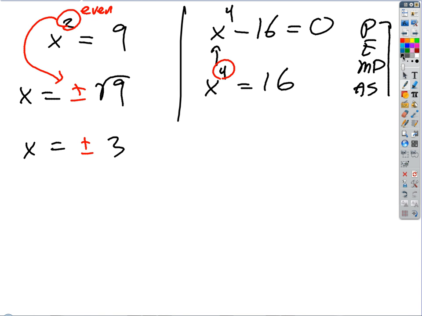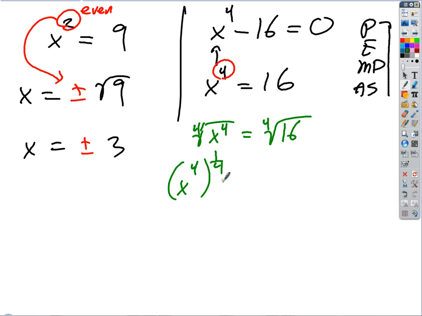So if I take the 4th root of both sides, the 4th root of x to the 4th equals the fourth root of 16. Now look what that's saying. The fourth root of x to the fourth is just x to the fourth to the 1/4, right? If I take a power to a power, what is the property of exponents for that particular case tell me to do? Multiply. So I get x to the 4 times 1/4, which is what? 1. Yeah, because you get x to the 1.